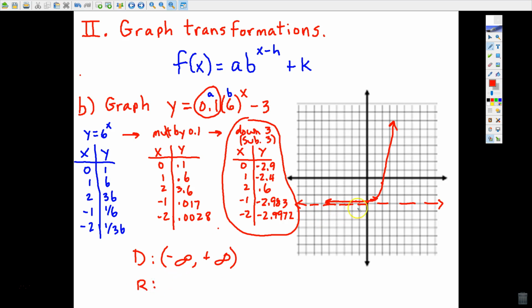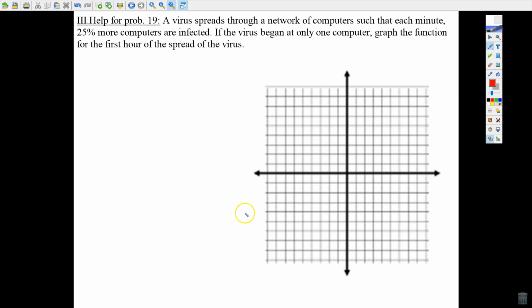Range, this time, it's going to be from -3 going upward to positive infinity. Okay, so that's an example of a transformation of a parent function. And then finally, you have a word problem, number 19. I thought I would do this one because it's very similar. It looks a lot like it. So let's just talk our way through.